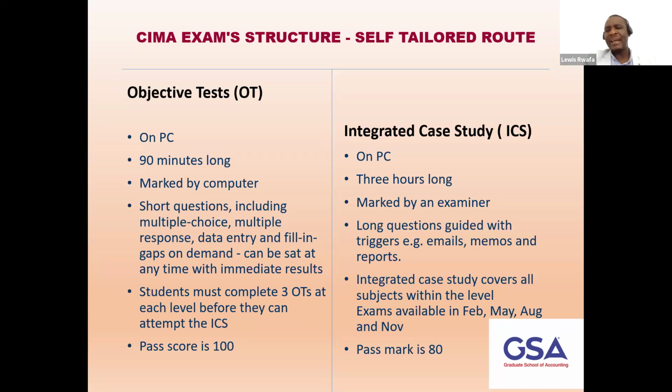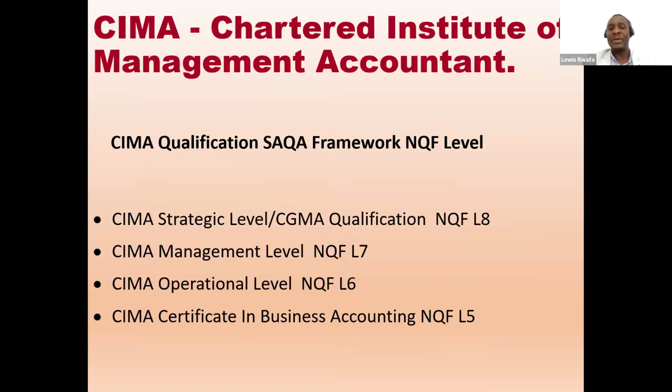So that's how the objective test and the integrated case study work. After passing all CIMA exams, this is where you would sit. If you complete your certificate level, it is NQF level 5 on the South African qualification framework. And the operational level, which is your diploma, is level 6. Your management level, which is your advanced diploma, is level 7. And your strategic level is sitting on level 8. Fantastic.